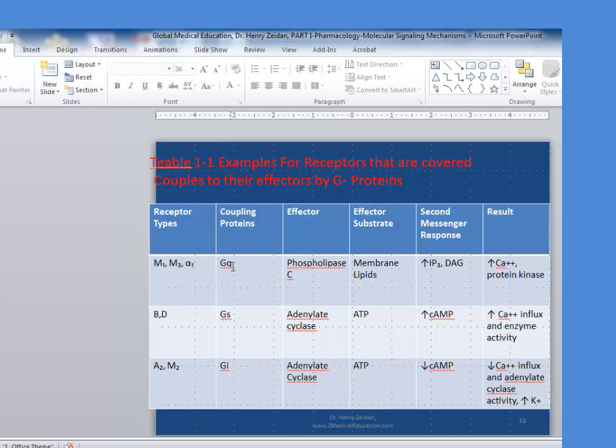Once you hear GQ, you're dealing with phospholipase C. What does phospholipase C do? It acts on membrane lipids to hydrolyze phosphatidylinositol to IP3 and DAG. IP3 acts as a second messenger to release calcium from the sarcoplasmic reticulum, and DAG activates protein kinase C.